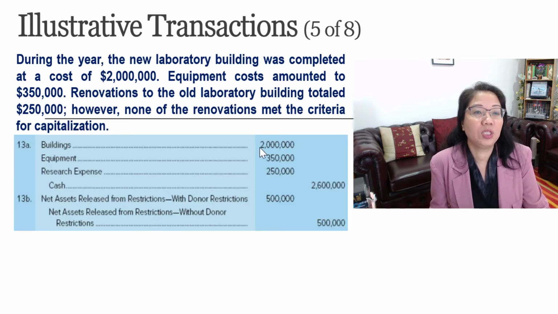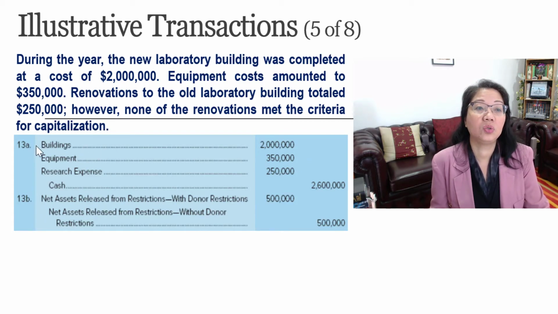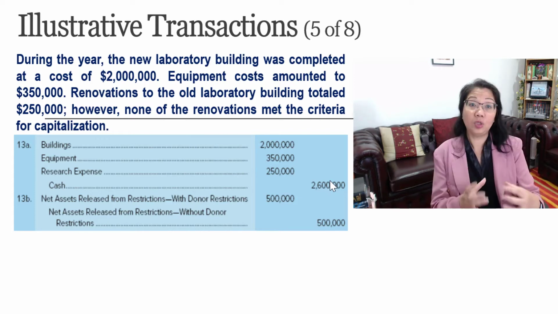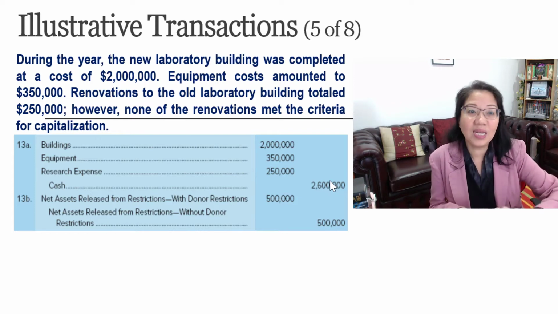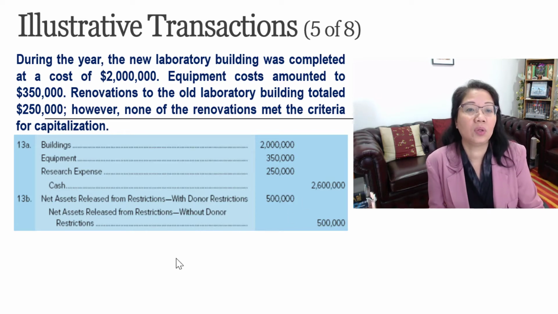So our debit would be to buildings, $2 million for the new lab. Debit also the equipment for $350,000. These two are capitalized costs, whereas the $250,000 renovation of old buildings will just be debited to an expense account. Debit would be to research expense of $250,000 and credit cash for the total amount of $2.6 million. Journal entry 13B, again releases net assets with donor restrictions to net assets without donor restrictions.